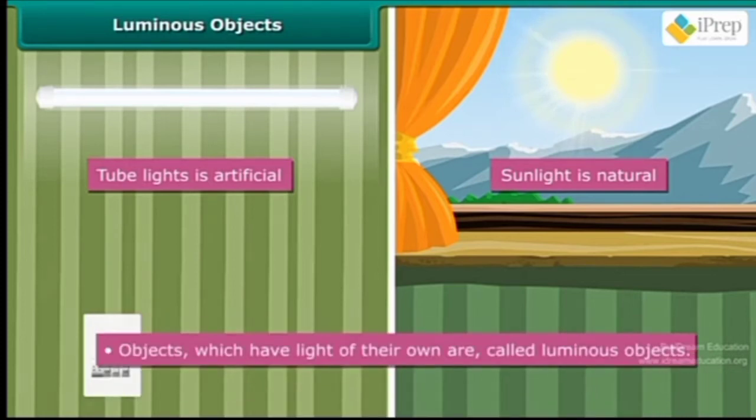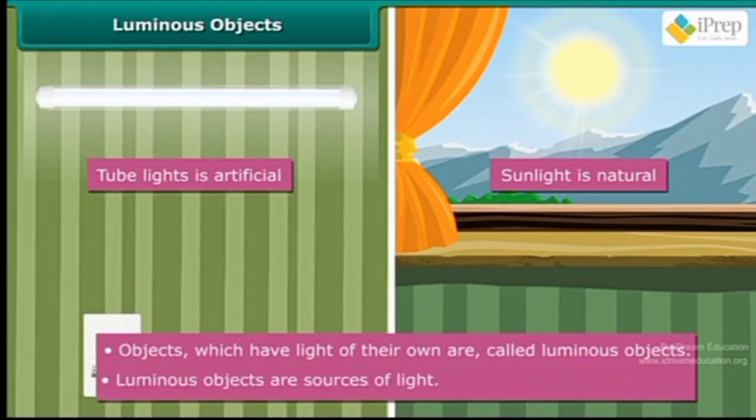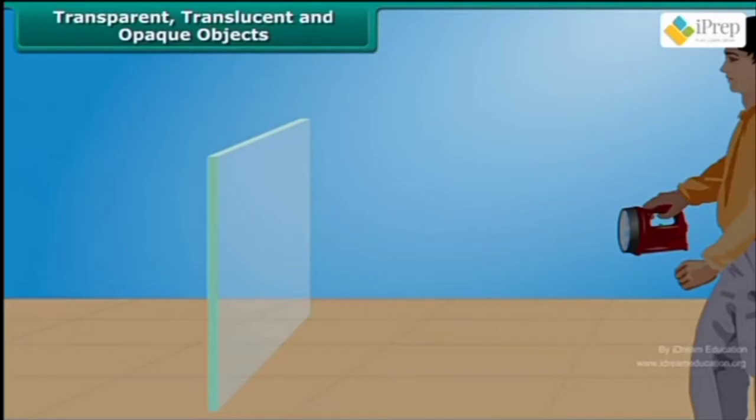Objects which have light of their own are called luminous objects. Thus, in our example, both sun and tube lights are luminous objects. Sun is a natural luminous object and tube lights are artificial, man-made luminous objects. Luminous objects are sources of light. Objects are classified as transparent, translucent, or opaque depending upon their treatment of light.